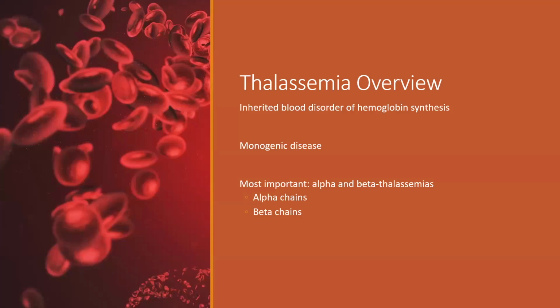So just briefly going over a brief overview of thalassemia in general. So this is a very common inherited blood disorder of hemoglobin synthesis. It is one of the most common single or monogenic diseases that exist. And depending, and I'll go into more detail in future slides, the prevalence can be quite high. Most importantly, this is going to be alpha or beta thalassemia, which is a decrease in your alpha globin chains or your beta globin chains, respectively.